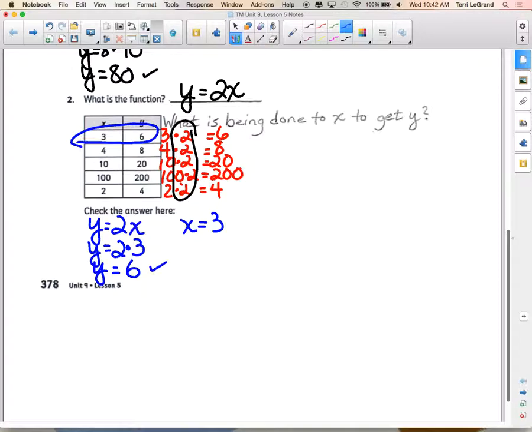Anybody check x equals 4? Tyler, Harley, did it work? Okay. Anybody check x equals 10? Okay, did that one work? Yeah, okay, how about 100? Anybody check x equals 100? Anyway, did it work? Okay, anybody check x equals 2? Well, do you think it will? Okay. So questions?